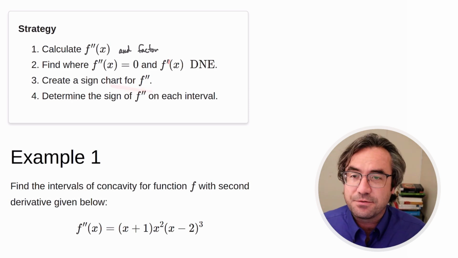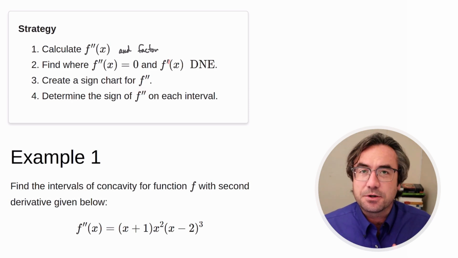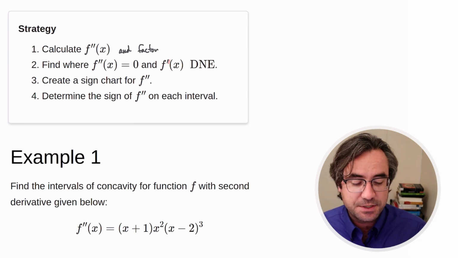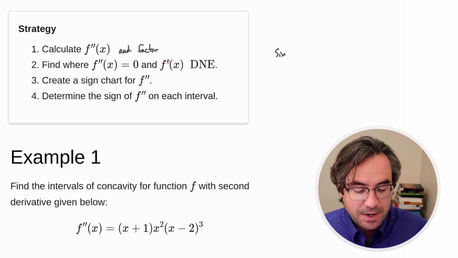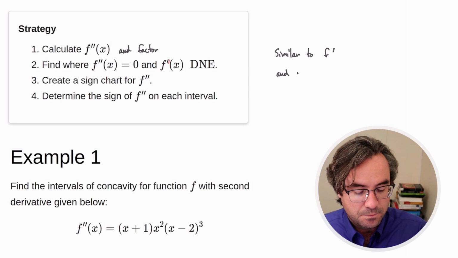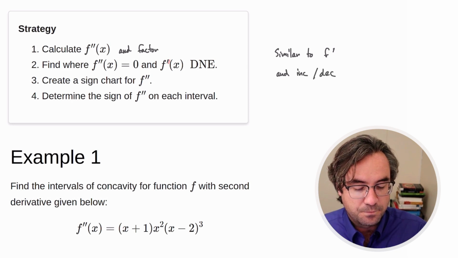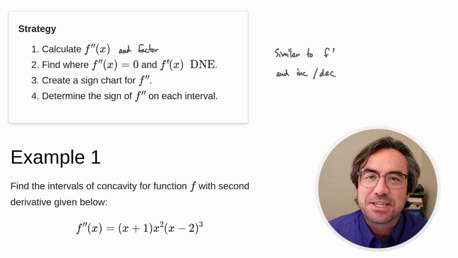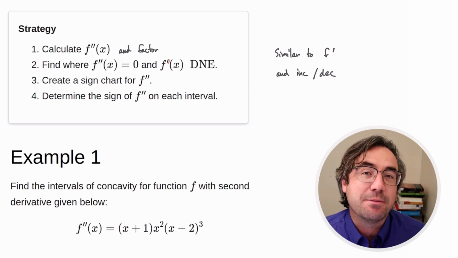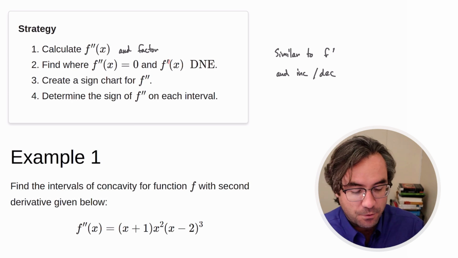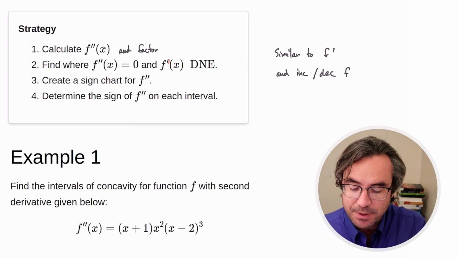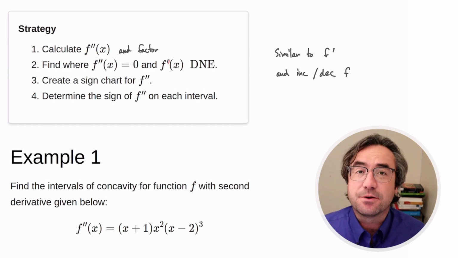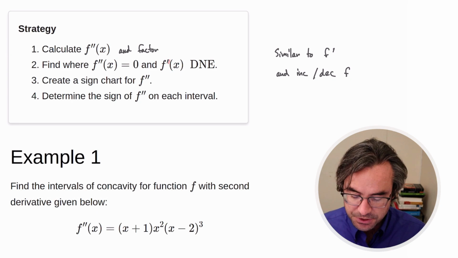Then we're going to do a sign chart for f double prime. This is very similar to the process that we did for intervals of increase-decrease, except now we're doing it for the second derivative. It's kind of nice. We get to reuse our strategy that we did for f prime and finding the intervals of increase-decrease for function f. But now we're looking at the second derivative and finding the intervals of concave up, concave down.